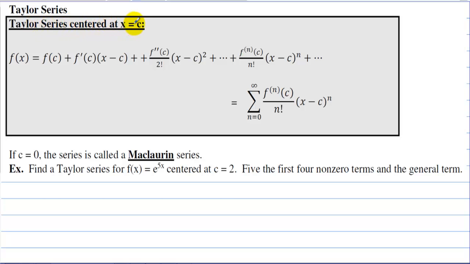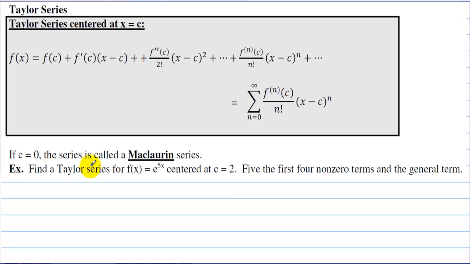Taylor series centered at x equals c. f of x equals f of c plus f prime of c times (x minus c) plus the second derivative of f at c over 2 factorial times (x minus c) squared, plus keep on going in that pattern. Here is the nth term, and then we could write this in summation notation from n equals 0 to infinity. If c equals 0, the series is called a Maclaurin series.